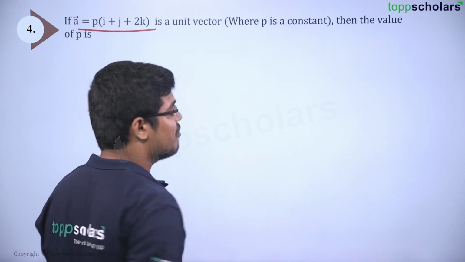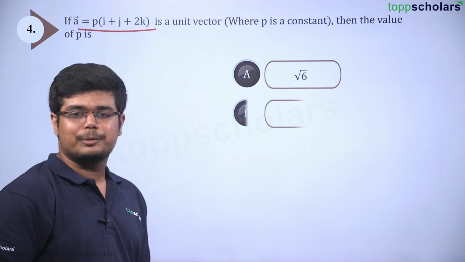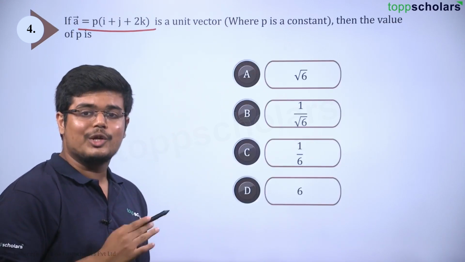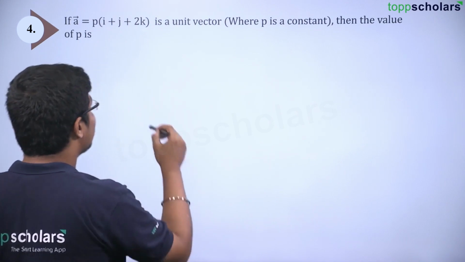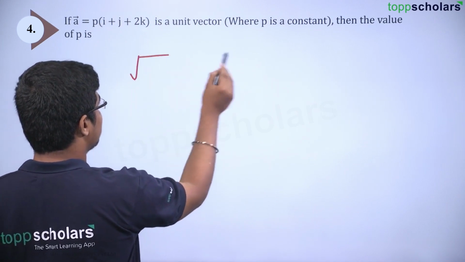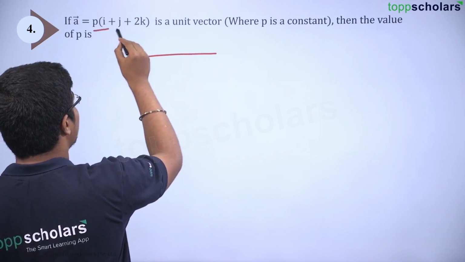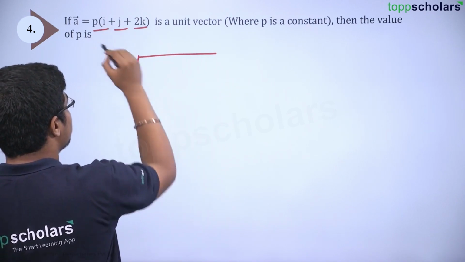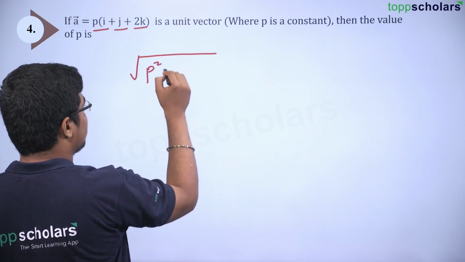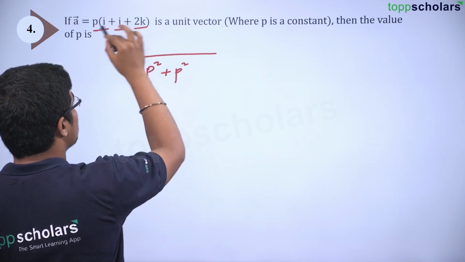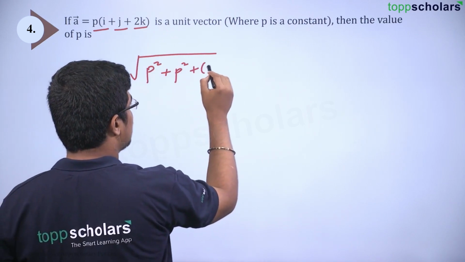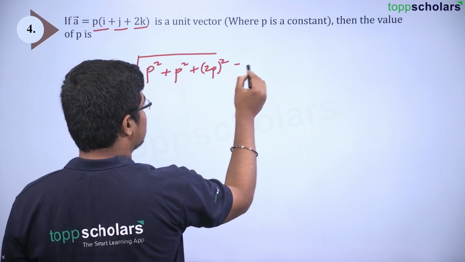We have to simply find the value of p, and these are the options that we have. Now students, a unit vector is a vector whose magnitude is 1. How to find the magnitude of a vector? The magnitude of a vector is simply the square root of, just square and add the coefficients. The coefficient of i cap is p, so p square, plus the coefficient of j cap is p, so p square. The coefficient of k cap is 2p, so this will be 2p the whole square, and that is equal to 1.